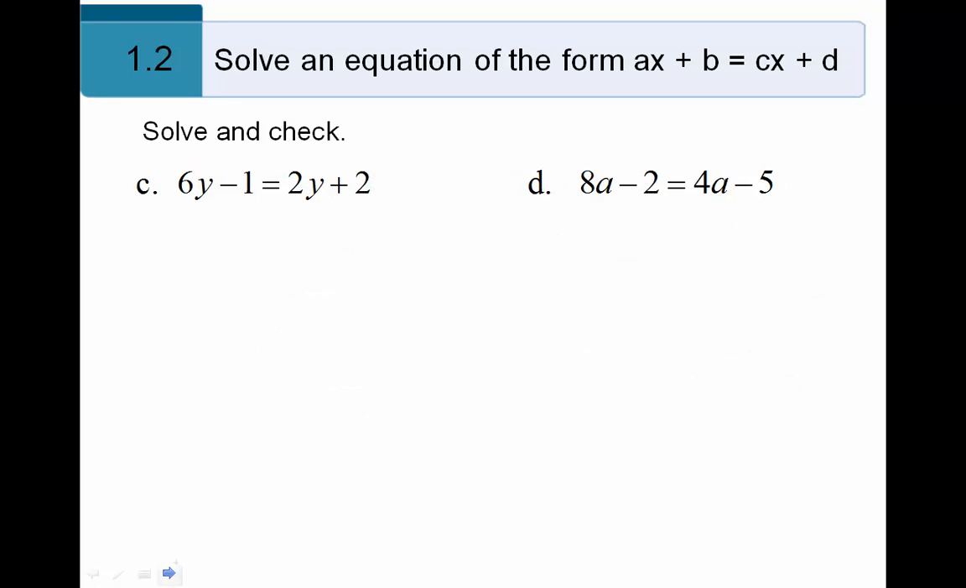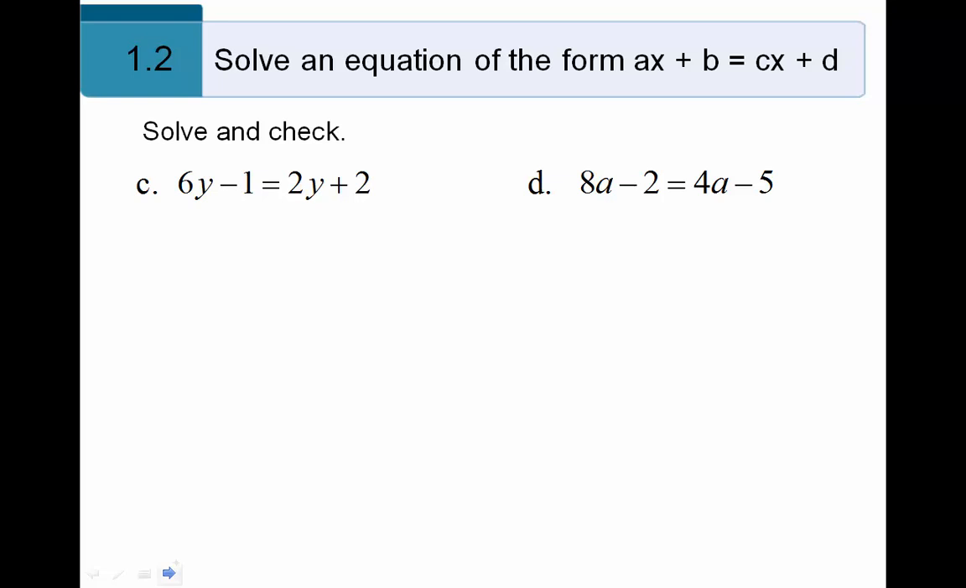All right, let's tackle equation C. Once again, we'll start with step 1. Remove grouping symbols and combine like terms. Again, neither side of the equation has grouping symbols or like terms. So we'll move on to steps 2 and 3. Let's get the variable on one side, number on the other.